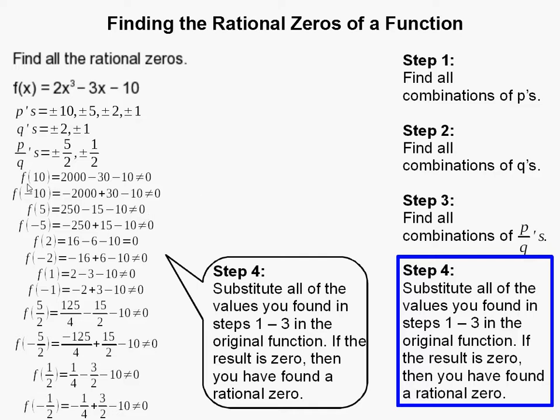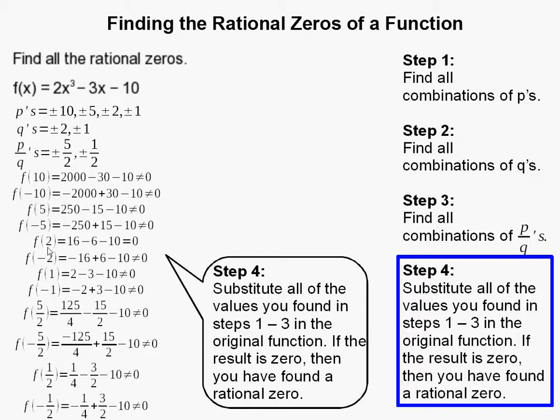So here we go. If I substitute 10, I get something that's not equal to 0. 2,000 minus 30, that's going to be what? 1,970 minus 10, 1,980, not even close to 0. So 10 is not a solution. Substitute -10, same thing, very far from 0. So I kept substituting. This takes a little while.